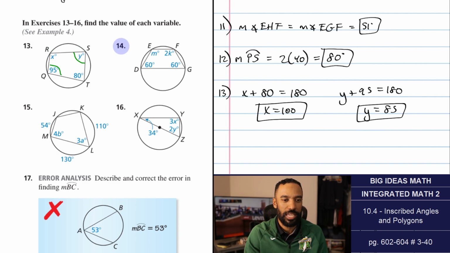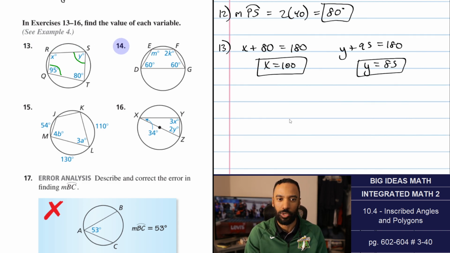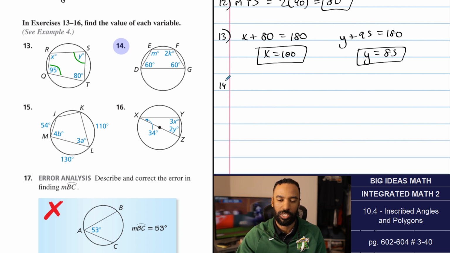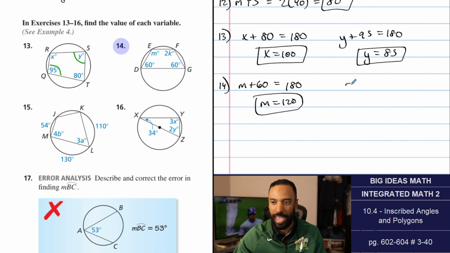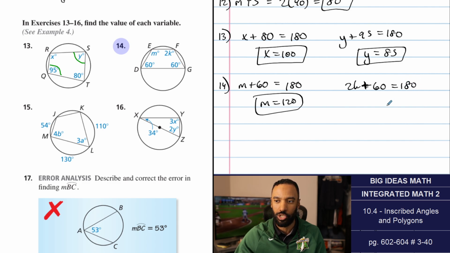All right, number 14, more of the same, an inscribed quadrilateral. Look for opposite angles in this case. So for number 14, we have m plus 60 equaling 180, so m would be 120. And then we have 2k plus the 60 that's opposite the 2k, also equaling 180, so 2k equaling 120. Divide by 2, k would equal 60 in that case.